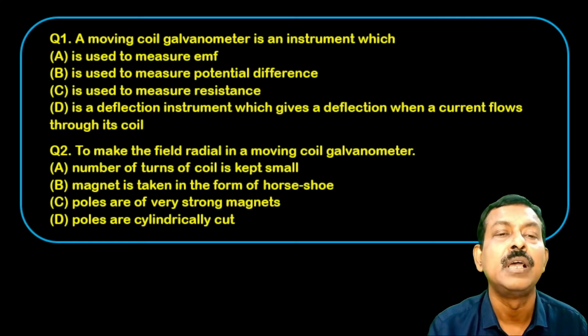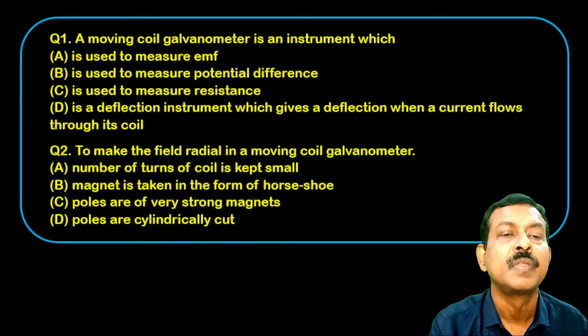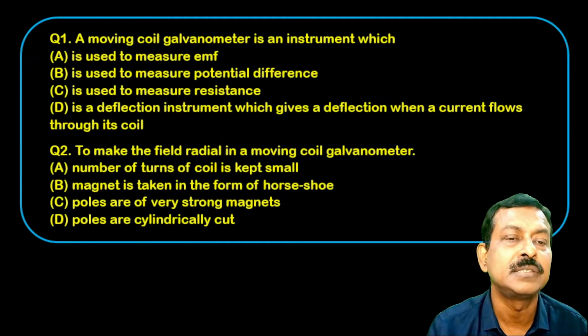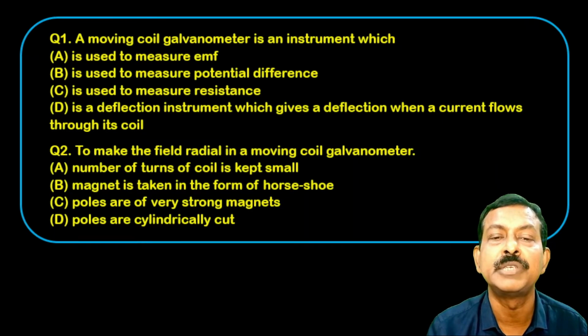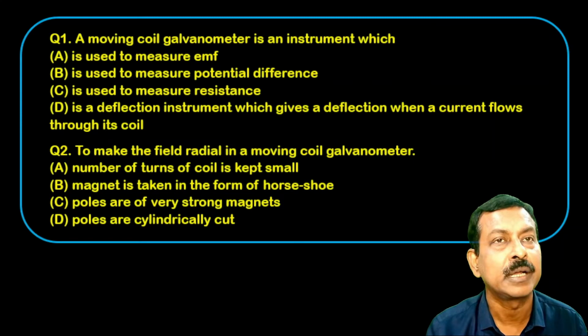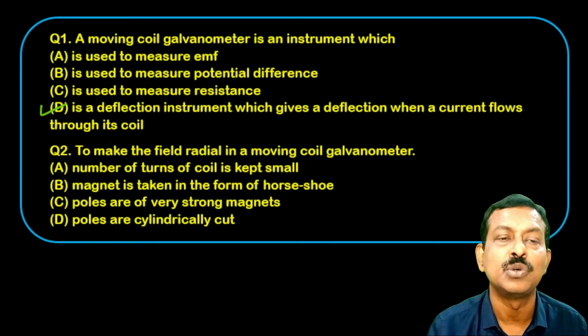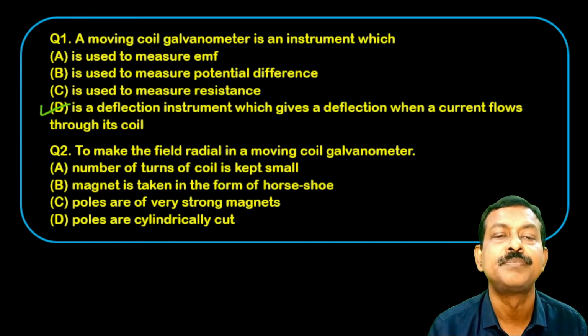The first one: a moving coil galvanometer is an instrument which is used to measure EMF. This is not correct. It is used to measure potential difference. This is not the correct one. It is used to measure resistance. And the fourth one is given as: it is a deflection instrument which gives a deflection when a current flows through the coil. Now this is the correct one. So the fourth one is correct.